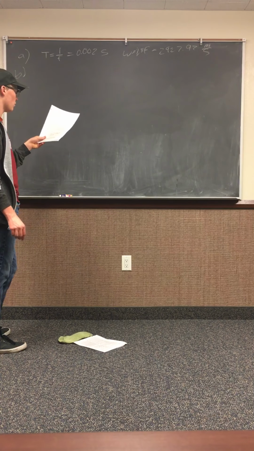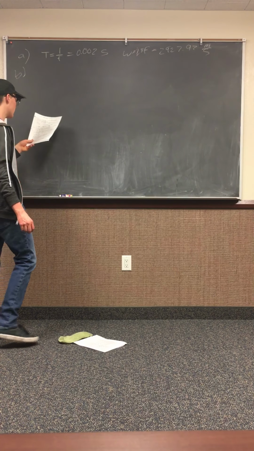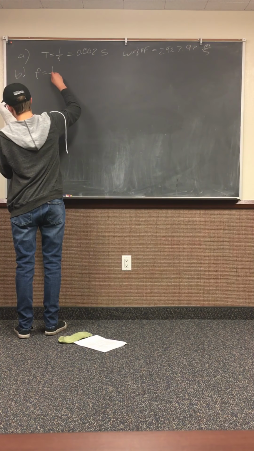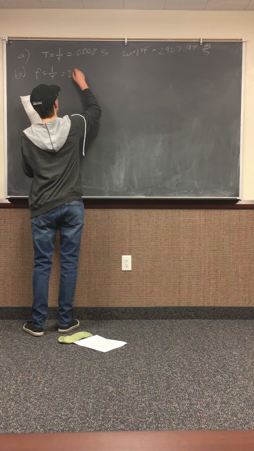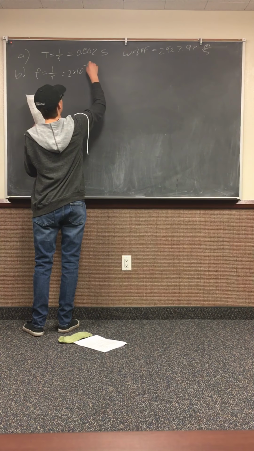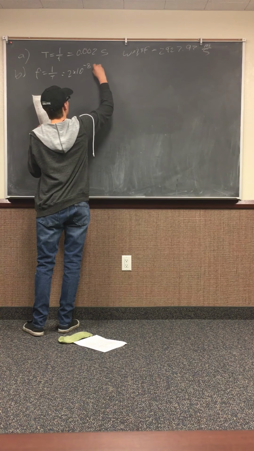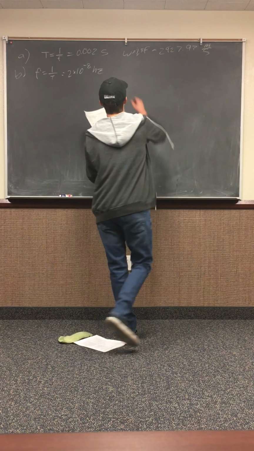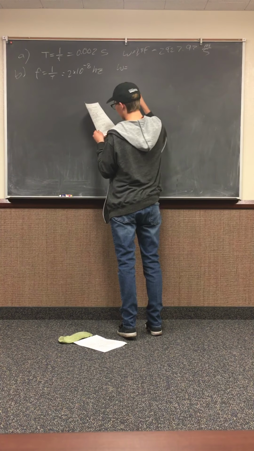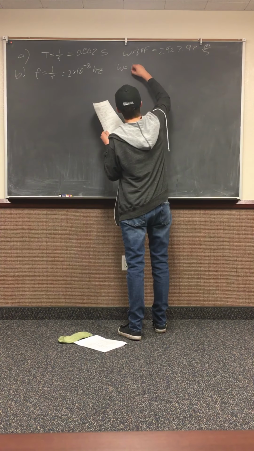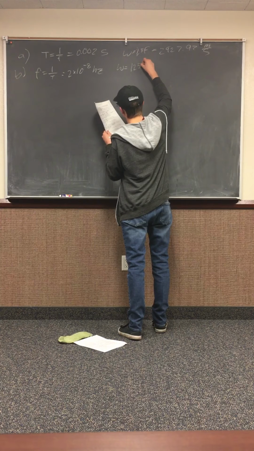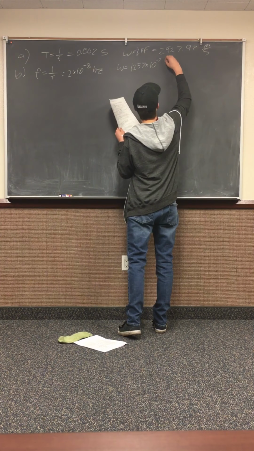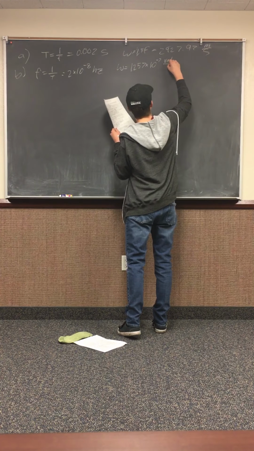Okay, so then part B, the period equals 50 microseconds, or 50 times 10 to the negative 6 seconds. So frequency equals 1 over the period, which equals 2 times 10 to the 4 hertz. Okay? And then angular frequency equals 2 pi times the frequency, 1.257 times 10 to the 5 radians per second.